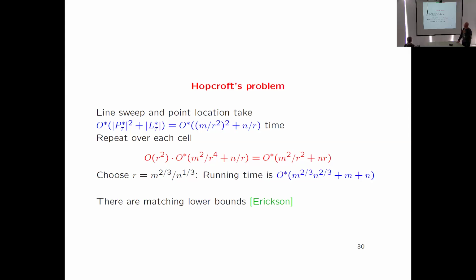There are r squared cells of the cutting, you multiply and you get this expression, and then you choose r to balance the two terms, which is m to the 2/3 over n to the 1/3, and you get this bound. The m to the 2/3, m to the 2/3, they're already seen. The m plus n you have to add for extreme cases where m is much larger or much, never mind. And this bound is essentially tight, algorithmically.